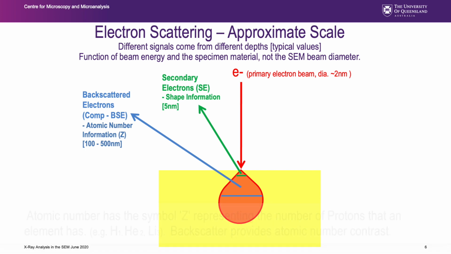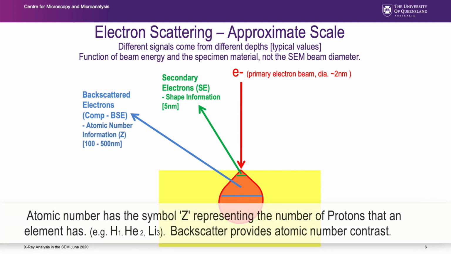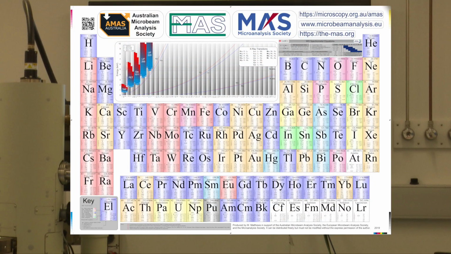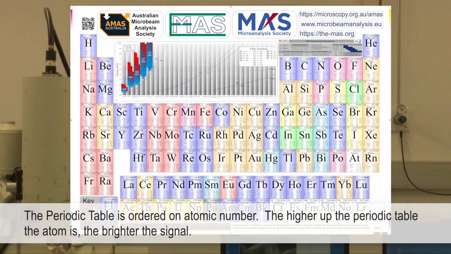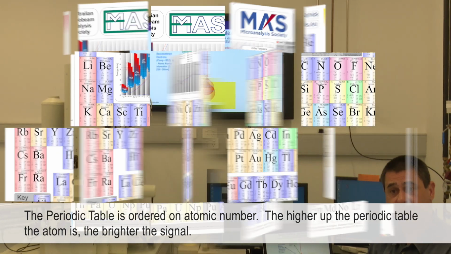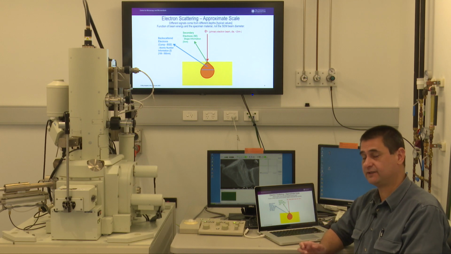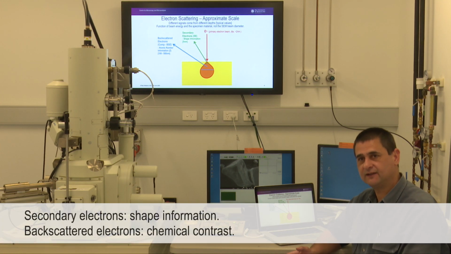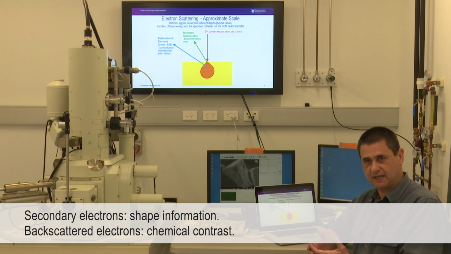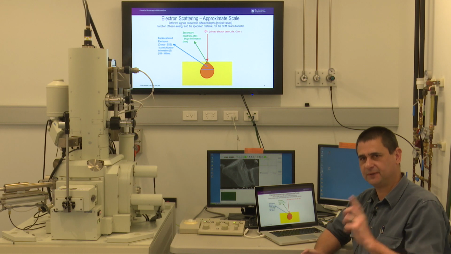Remember, atomic number is the symbol Z, and that's the number of protons that an element has. Hydrogen 1, helium 2, lithium 3. So what we see with backscatter is atomic number contrast. The periodic table is ordered on Z number, on atomic number. So the higher up the periodic table the atom is, the brighter the signal will be. So with secondaries, we see shape information, but with backscatters, we're effectively seeing chemical contrast. And that's a very, very useful and important signal to us, but it's a deeper signal.